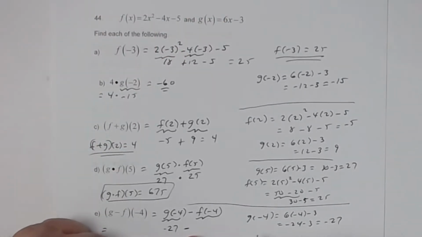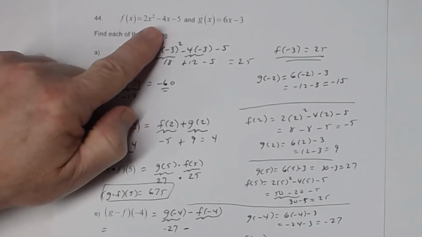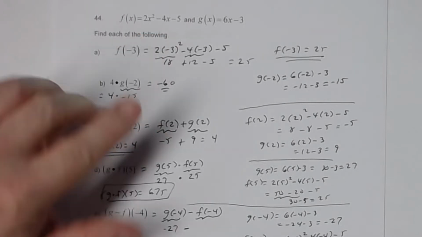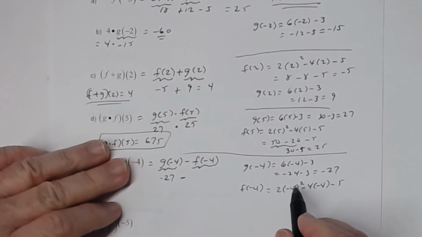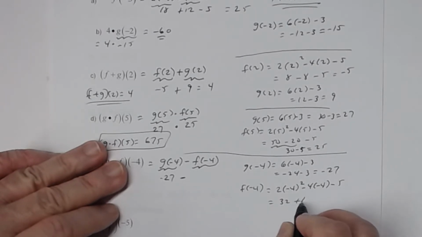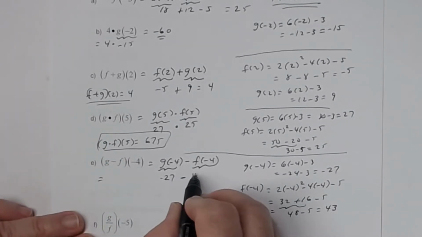Then we're going to find f of negative 4. So f of negative 4, I go to my function f, which is this quadratic function, and wherever we see the variable x, I substitute negative 4. So I get 2 times negative 4 squared minus 4 times negative 4 minus 5. Negative 4 squared is 16. 16 times 2 is 32. A negative 4 times a negative 4 is a positive 16, and then minus 5. 32 plus 16 is 48, and then 48 minus 5 is going to give you 43. So f of negative 4 is 43. So that goes here, 43.